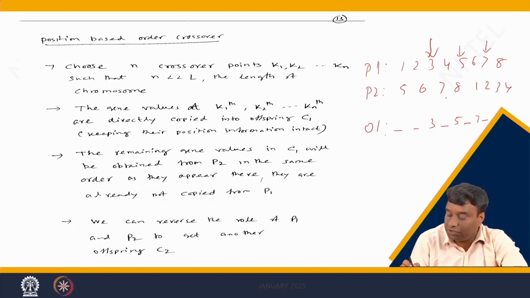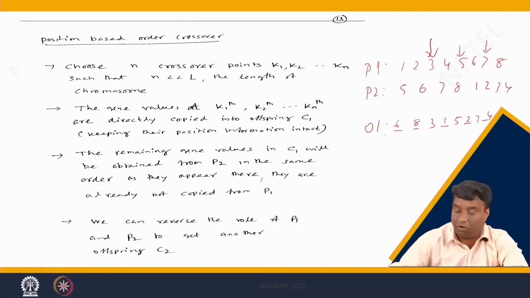Here we need to take genes from the parent in order. 3 is already there, so we copy 6, 8 here. Then we copy in the same order 1, and 2 and 4 we have already copied, so not here. In this way we will get the offspring.